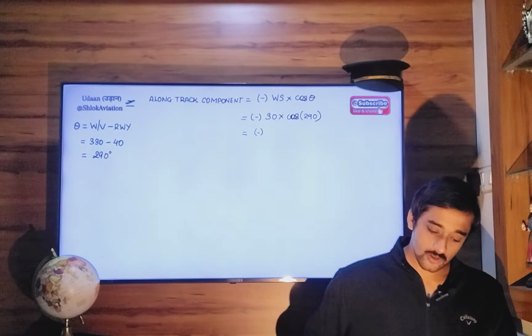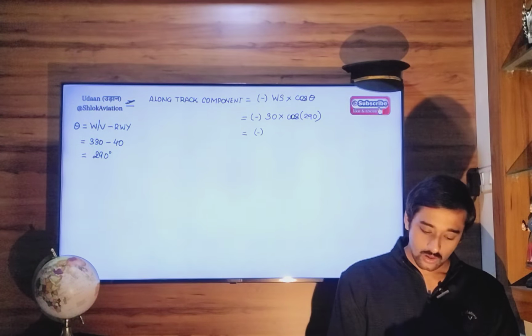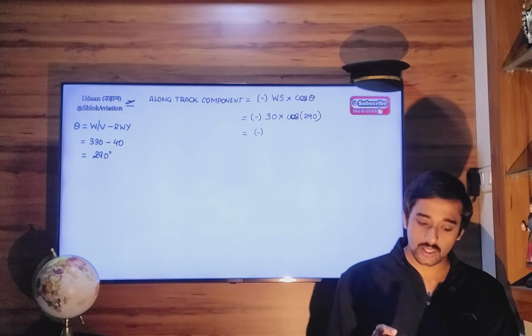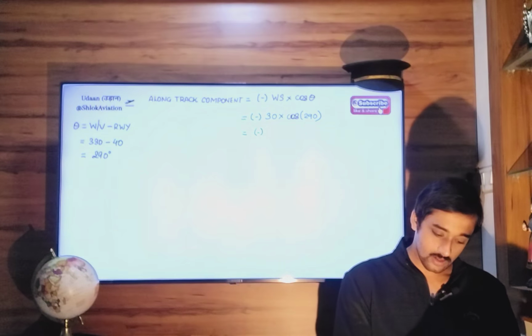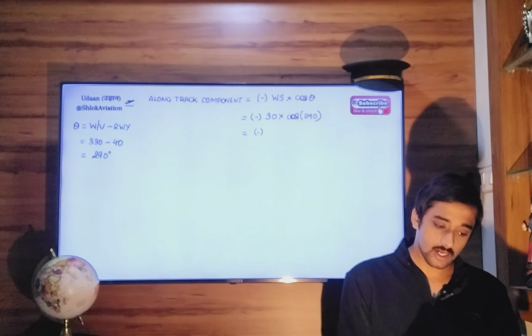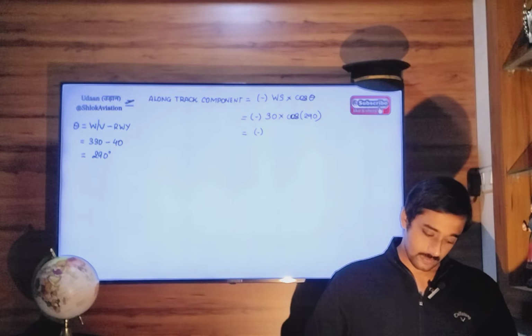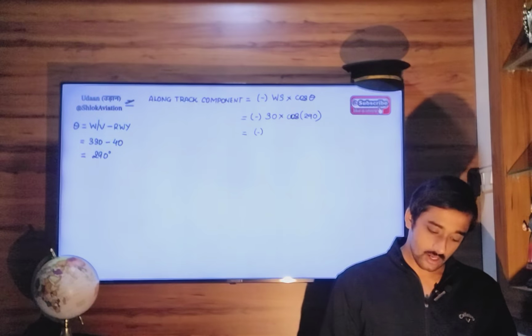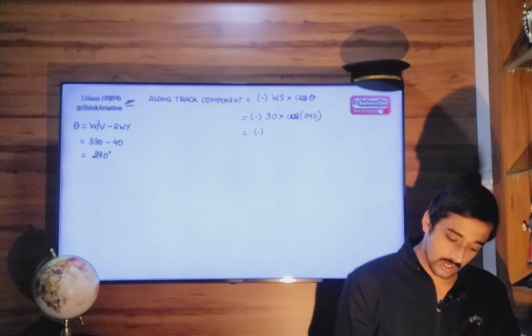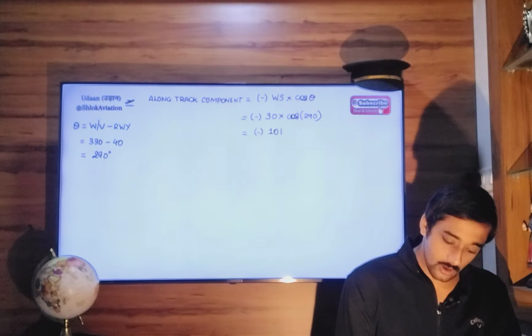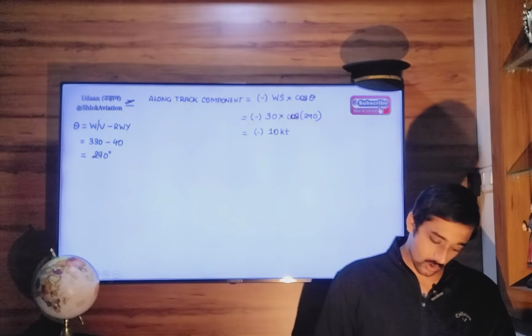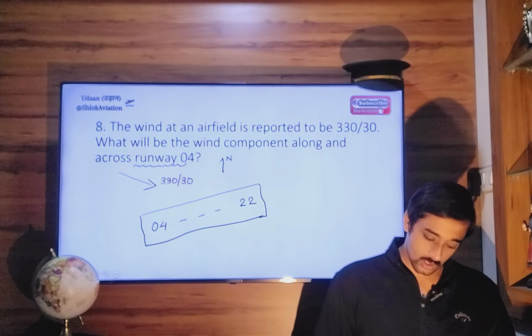So minus cos 290 is 0.342 something, multiplied by 30, that is equal to 10.2 knots something. Okay, so approximately 10 knots. So you are getting an along track component of 10 knots.